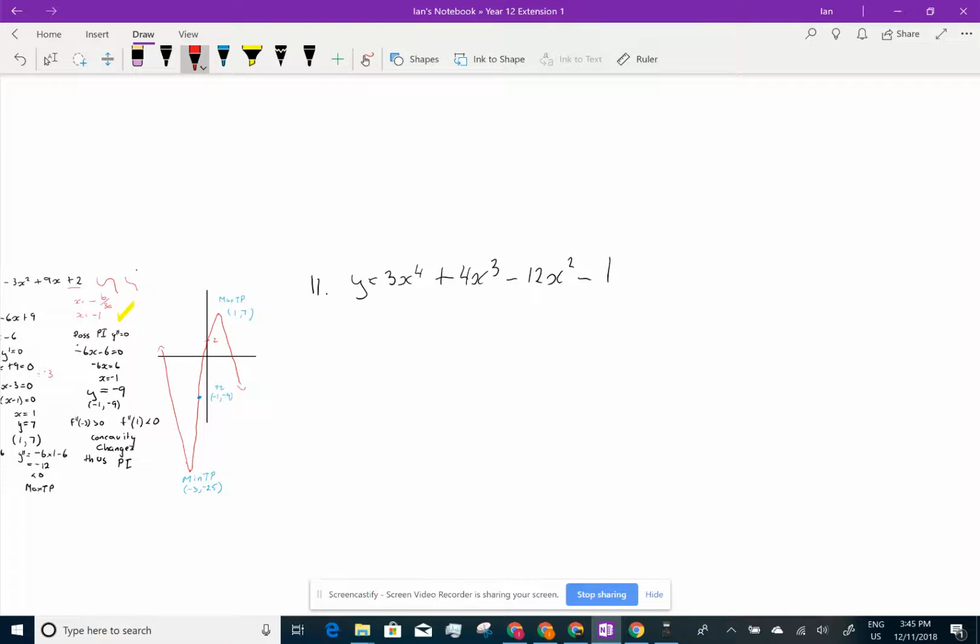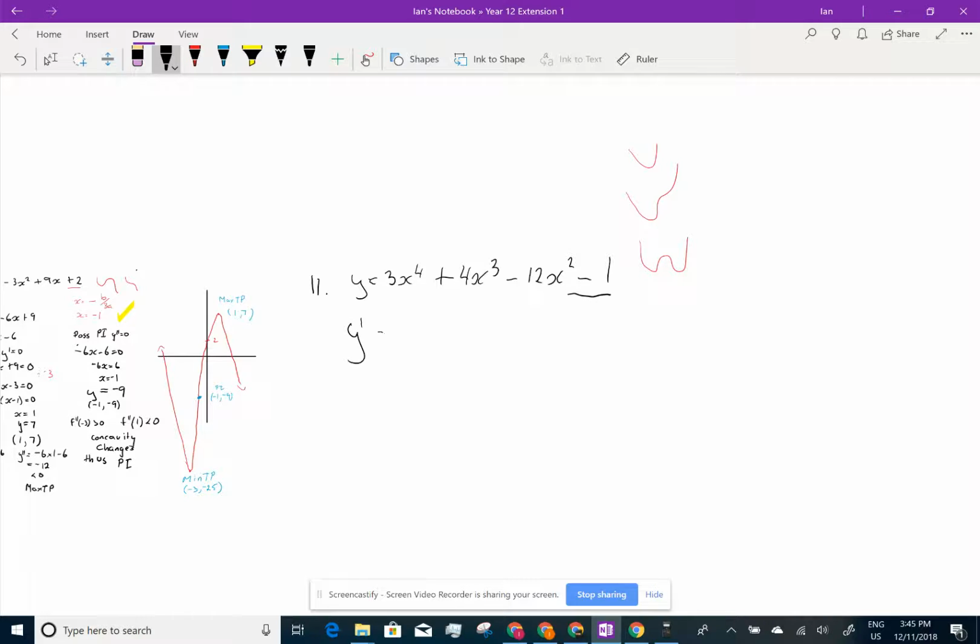Well, this is a quartic, and it's a positive quartic, so it could look like that. It may look like that. May even look like that. But I'm thinking it's going to have 3 turning points and maybe 2 points of inflection, but let's see what happens. So first, we also know the y-intercept is minus 1.